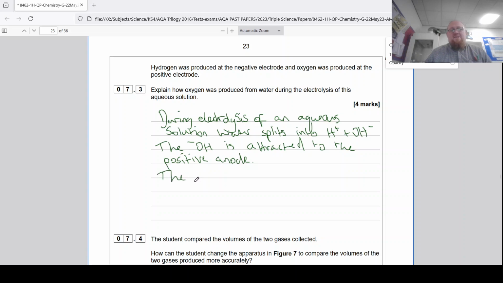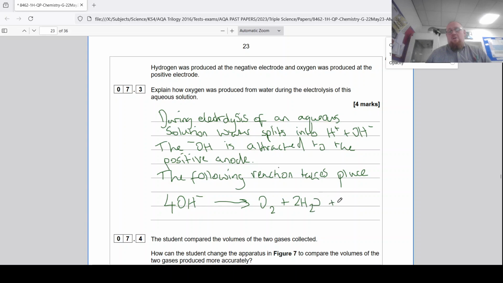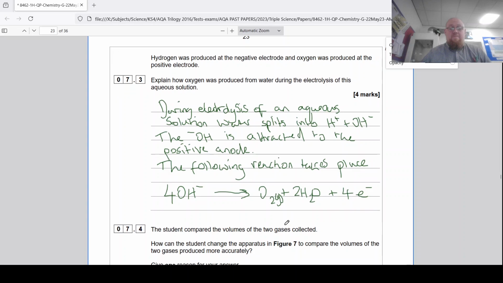So what happens is a reaction takes place there. And that is 4OH- becomes O2 plus 2H2O plus 4e-. So this is going to be your oxygen gas coming off.